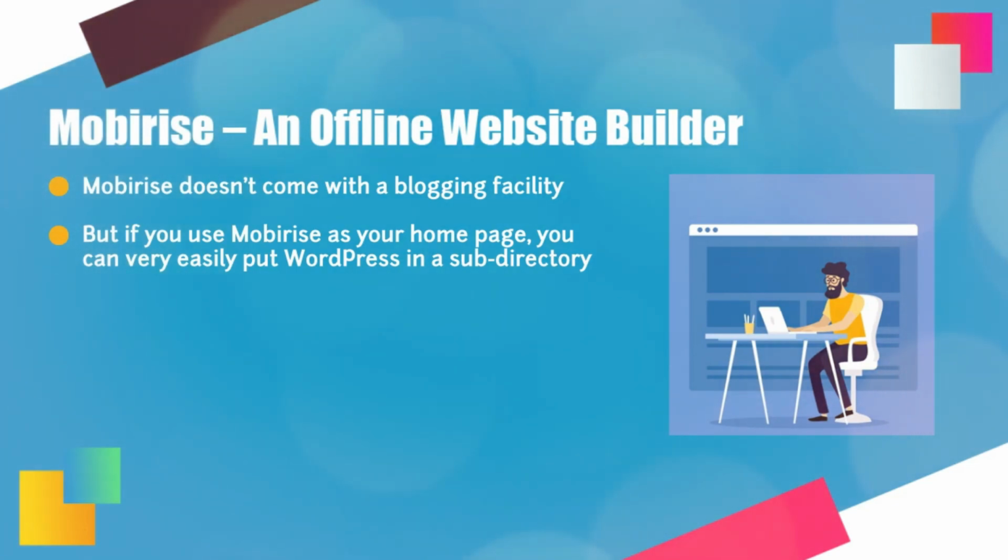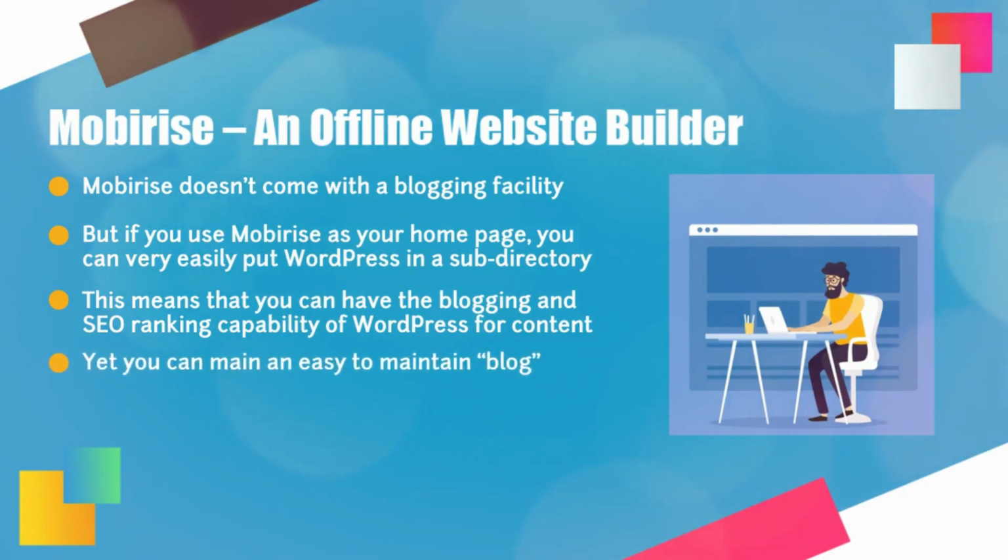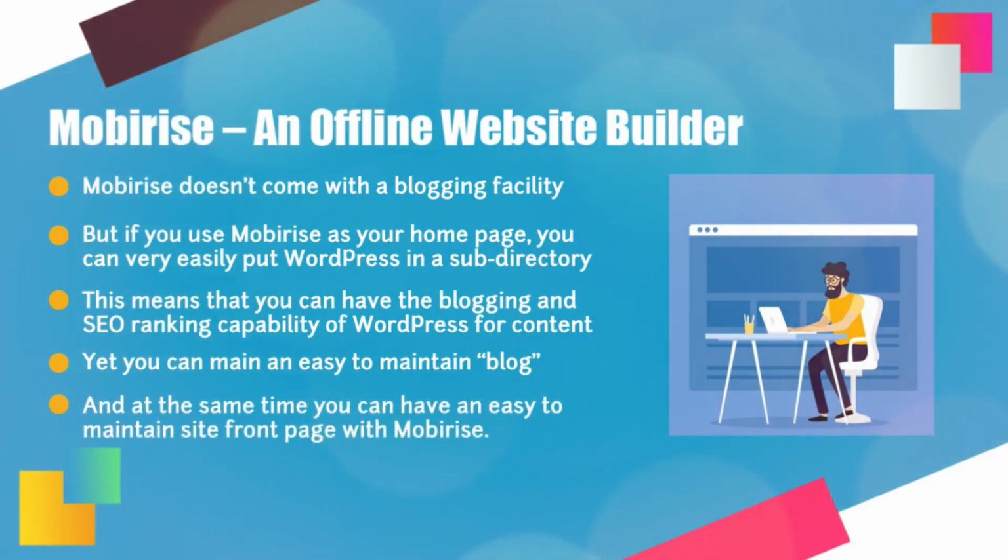So in other words, what you can do is you can have the blogging and the SEO ranking capability of WordPress for content, right? So you can have that. At the same time, you can maintain your blog, and at the same time, you can maintain your front page with Mobirise. So you can maintain your business pages with Mobirise, and you can blog with WordPress.